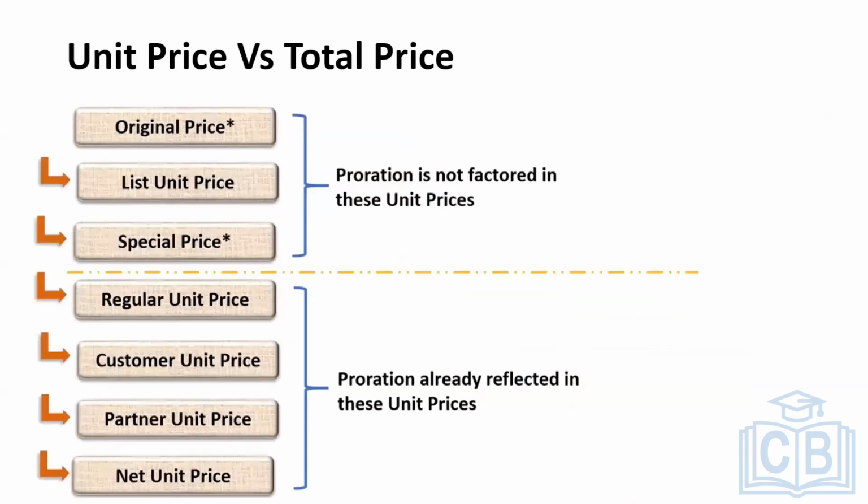Now let's see what is the difference between the unit price versus total price. So the unit price is up to the line I have drawn. So till here, it is called a unit price. Original price, list unit price, special price, regular unit price, customer unit price, partner unit price, and net unit price. So basically, the subscription proration is not factored in these unit prices, and it will be reflected in the rest of the prices.